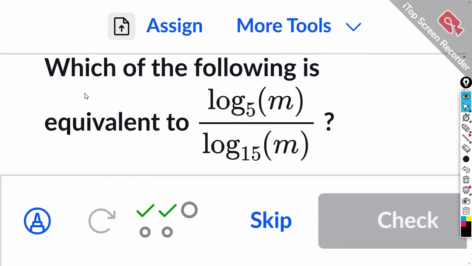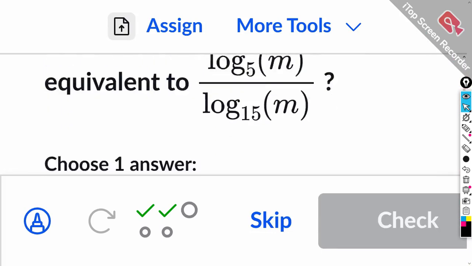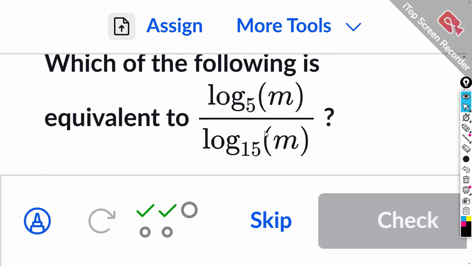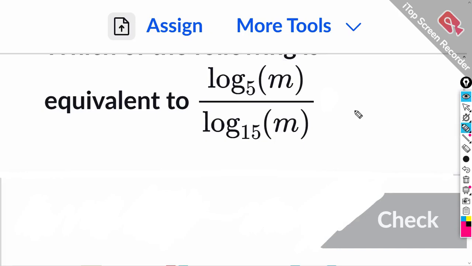All right, which of the following is equivalent here? And they have a bunch of answers. Basically, you want to apply the change of base rule to the top and the bottom. This way, you can translate this and this into the same base. All right, so let's see if I can fit this here. We need a fraction over a fraction. We have a fraction on top and then a fraction on the bottom.